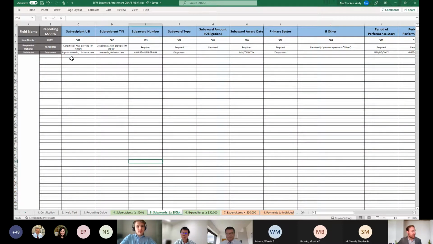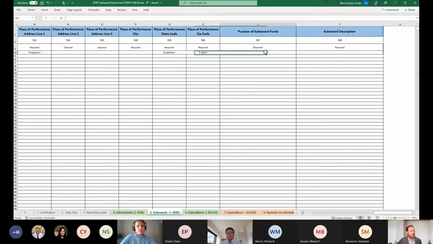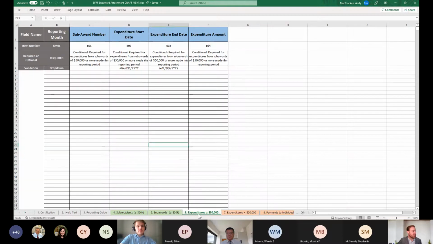The next is getting into the subawards. So you would provide the subrecipient UEI or TIN. Again, the drop down for the reporting month. This is where you tell us what the subaward number is for that subrecipient. You identify the subaward type. The guide will have further definitions for those. You'll tell us the subaward obligation amount, the date that it was obligated. U.S. Treasury wants to know the primary sector being served by the subaward and has a drop-down menu for those items. And then they need to know the period of performance and where. And then the purpose and description that we just discussed.